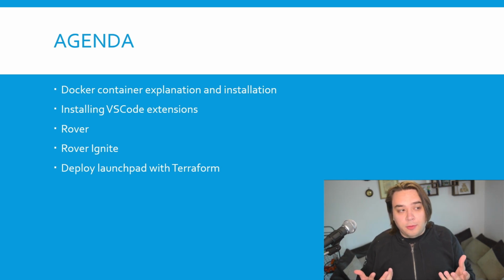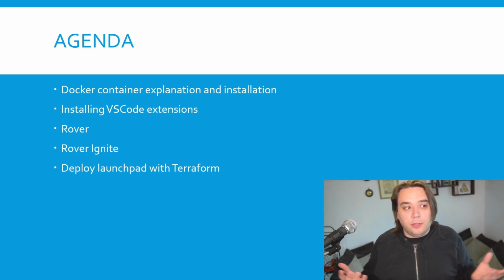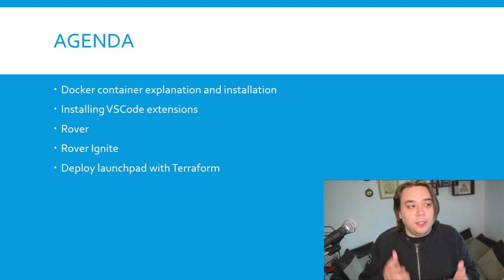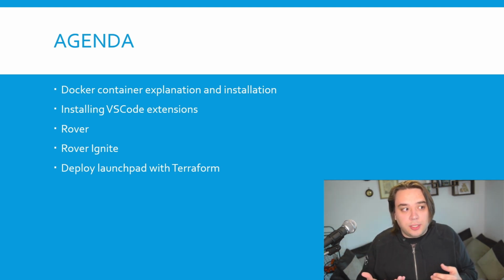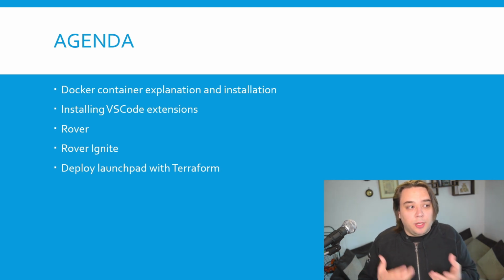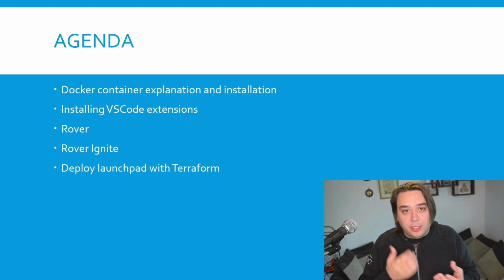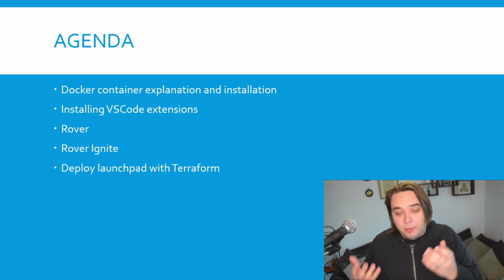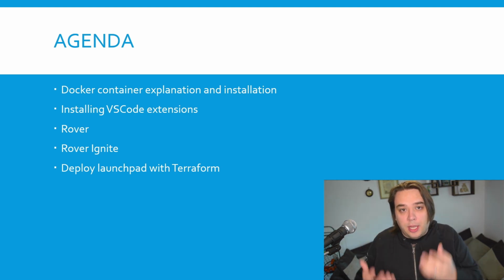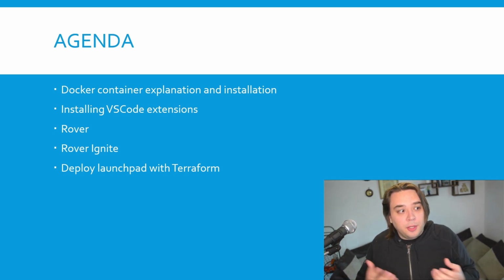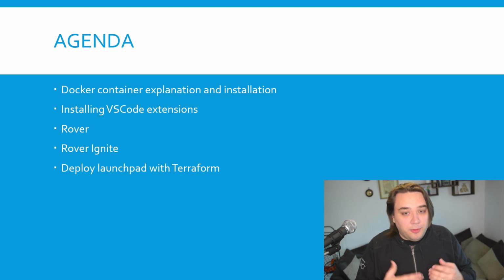Alright, so the first thing we're going to be doing is looking at Docker container explanation and installation. So I'll go through that first after this. We're going to install VS Code extensions. We're going to work with Rover, which is a container, and I'll show you guys how to actually install and run it on your machine. We're going to use Rover Ignite, which is basically using Ansible to convert your YAML into TF4s files, which is pretty cool. And then we're going to deploy Launchpad with Terraform.